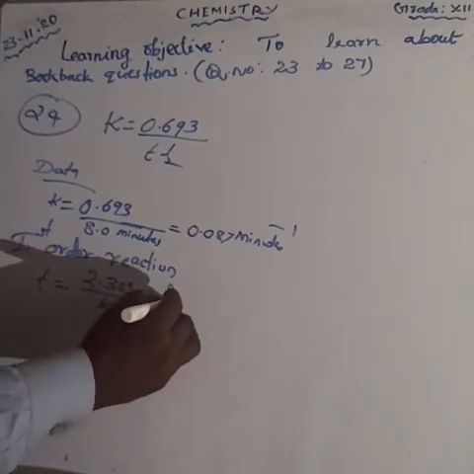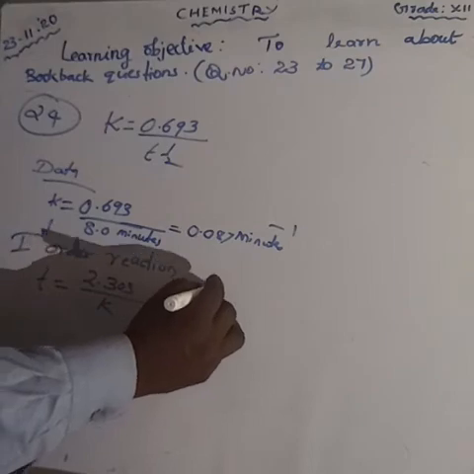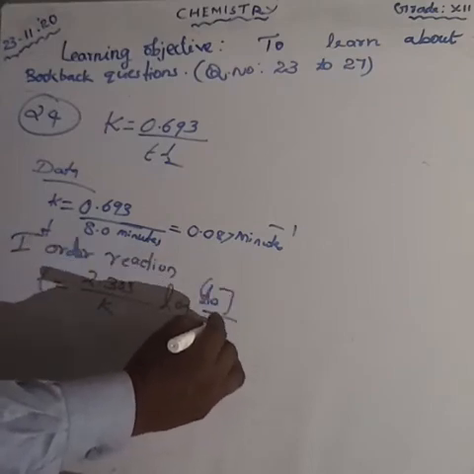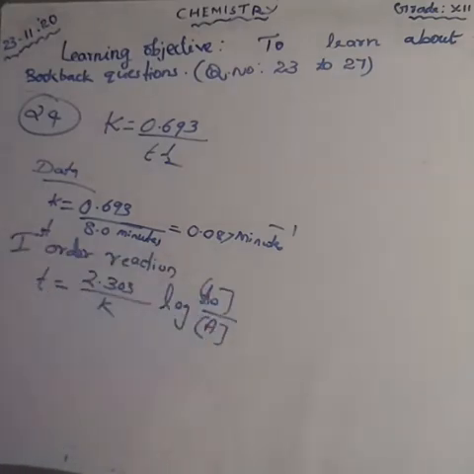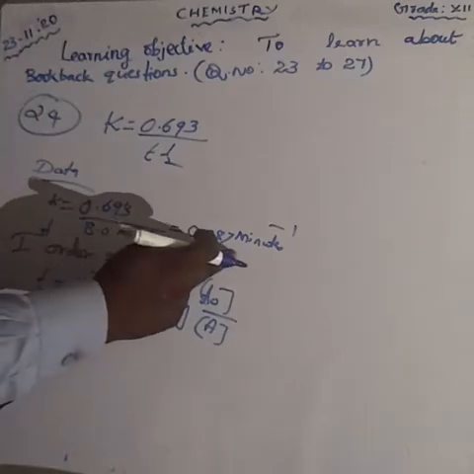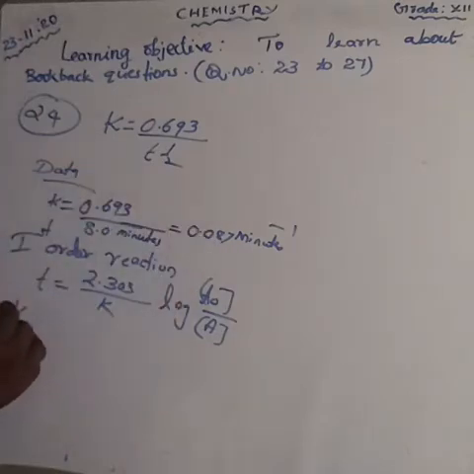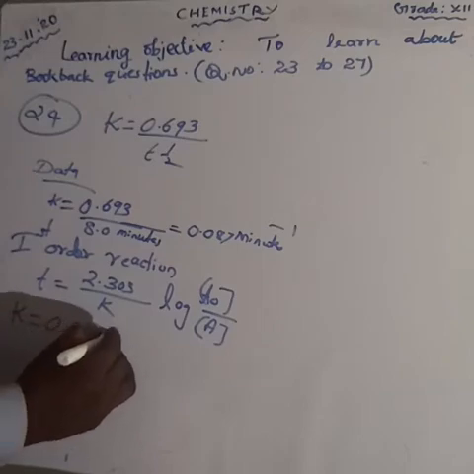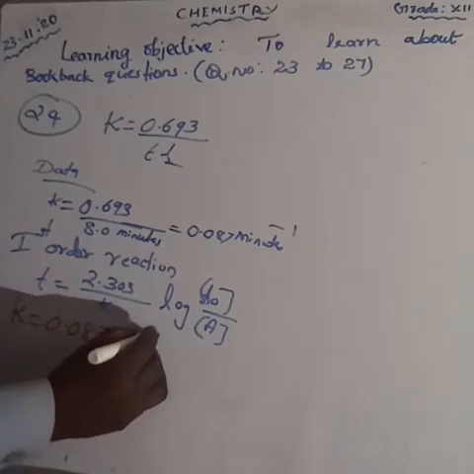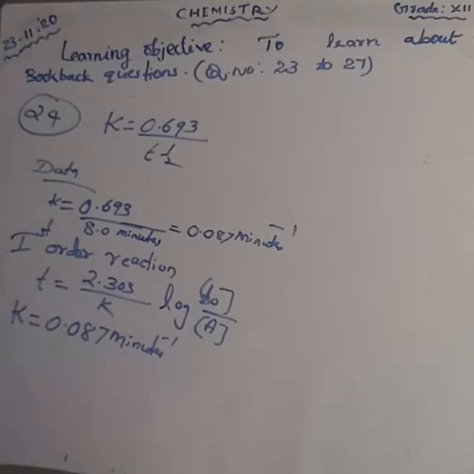And log A naught divided by A. Okay. So, what about the K? K is already given. What is K? K equal to 0.087 minutes inverse. Okay, K.